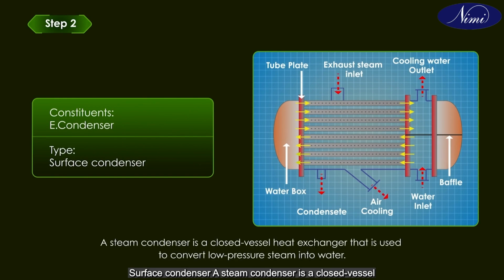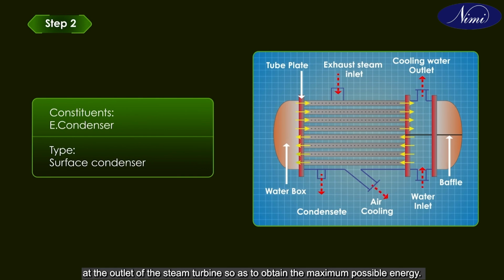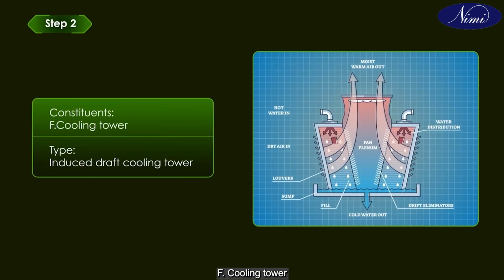A steam condenser is a closed vessel heat exchanger that is used to convert low pressure steam into water. It works to achieve two main objectives: to supply pure water to the hot well, from where it is pumped again into the boiler with the help of a boiler feed pump, and to maintain pressure below atmospheric pressure at the outlet of the steam turbine so as to obtain the maximum possible energy. F. Cooling tower. Induced draft cooling tower.